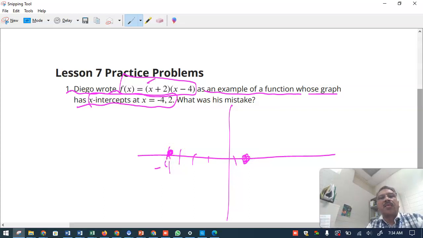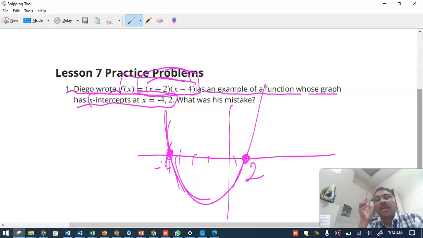Because there are two factors, he thinks as if there is a graph something like this. It goes to 2 and then goes to -4, and you can see these x-intercepts are -4 and 2, so he writes this. So where is his fault?